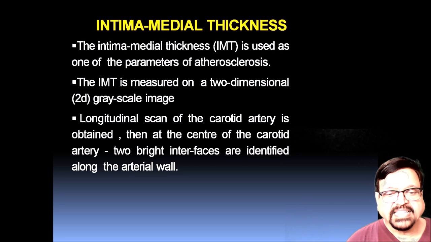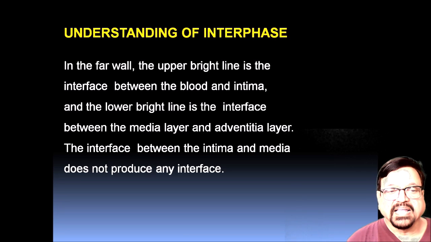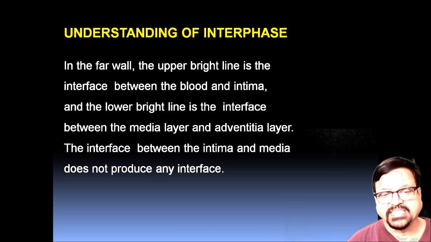Then in the center of the carotid artery, two bright interfaces are identified along the arterial wall. In the far wall, the upper bright line is the interface between the blood and the intima, and the lower bright line is the interface between the media layer and the adventitia layer. The interface between the intima and media does not produce any interface.